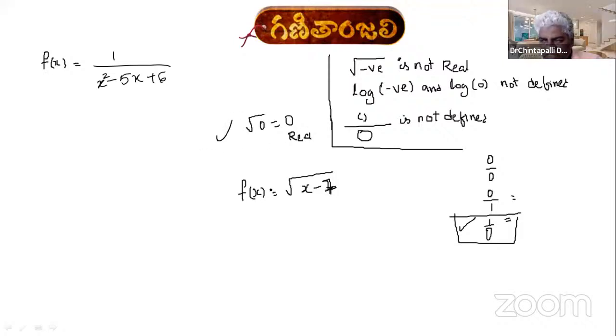So this function starts accepting the values of x right from 7. Right from 7. Yes, this function accepts from 7.